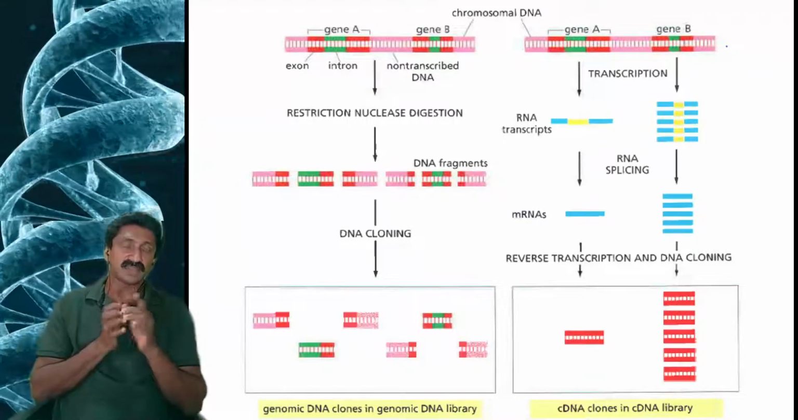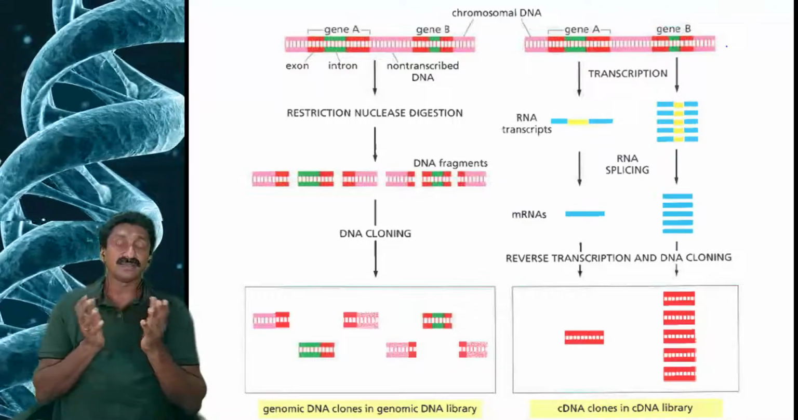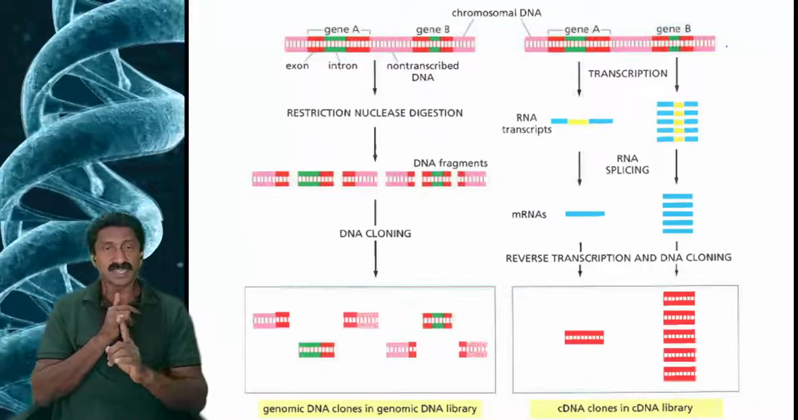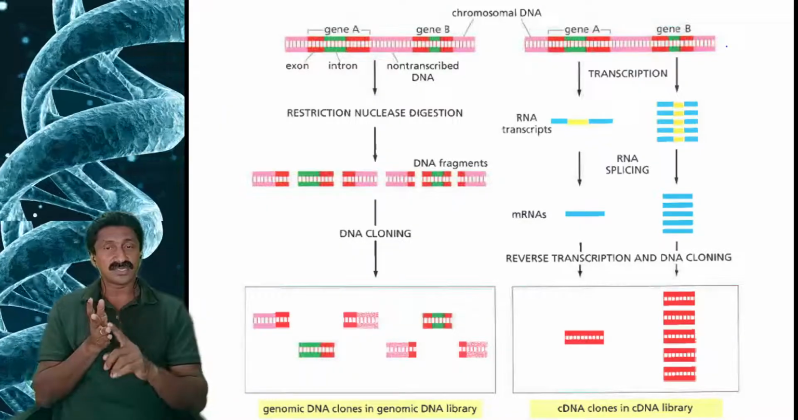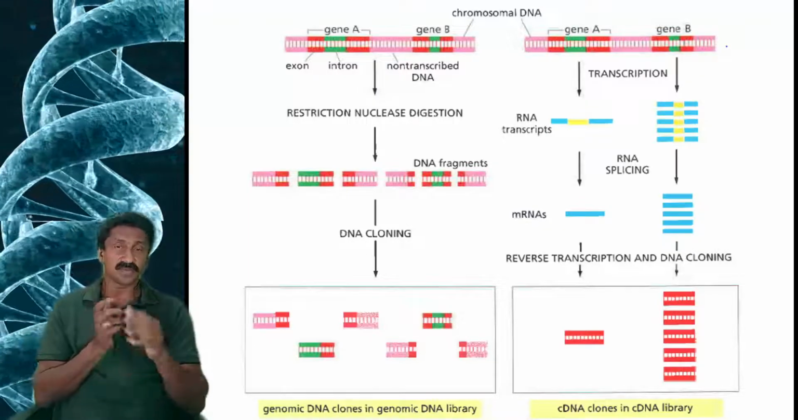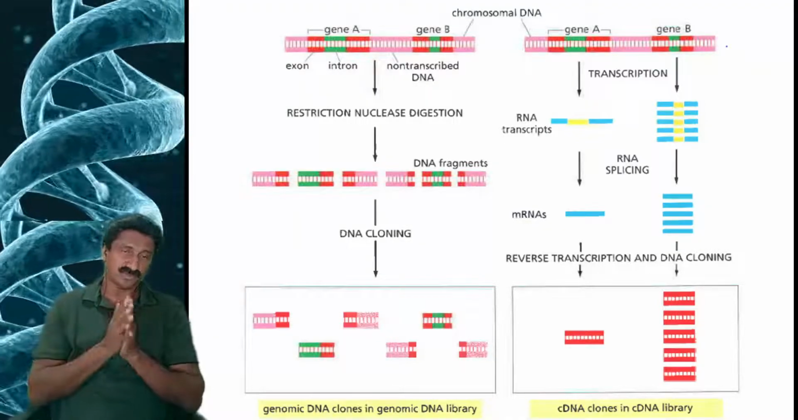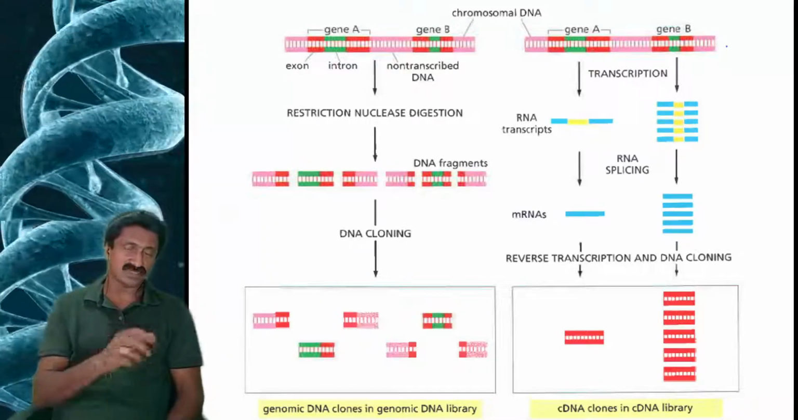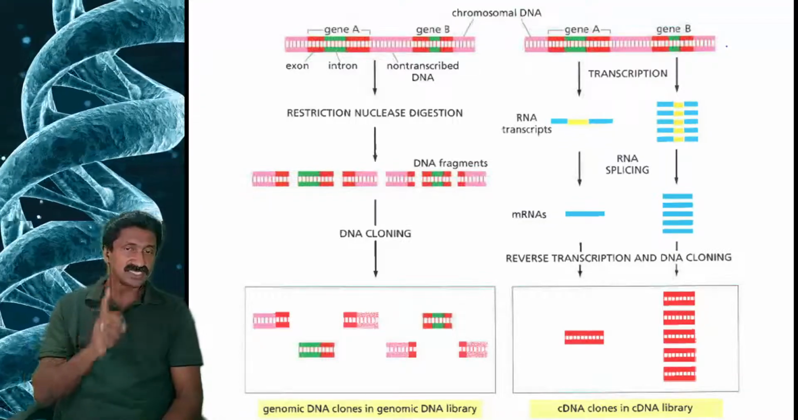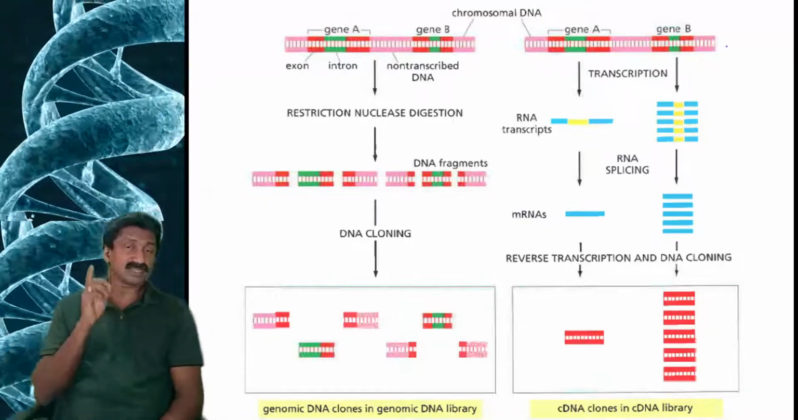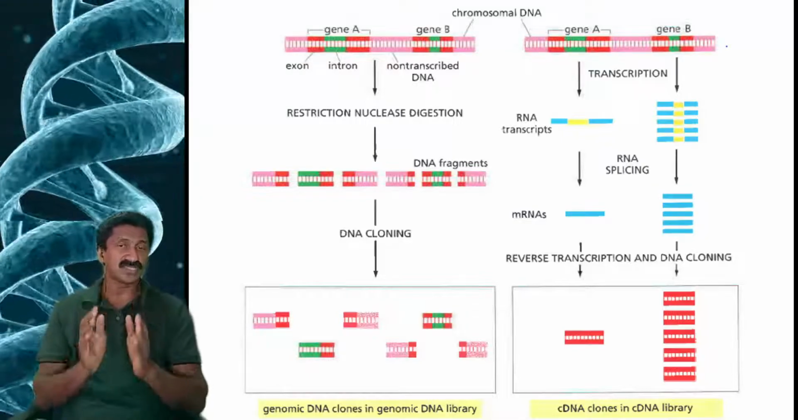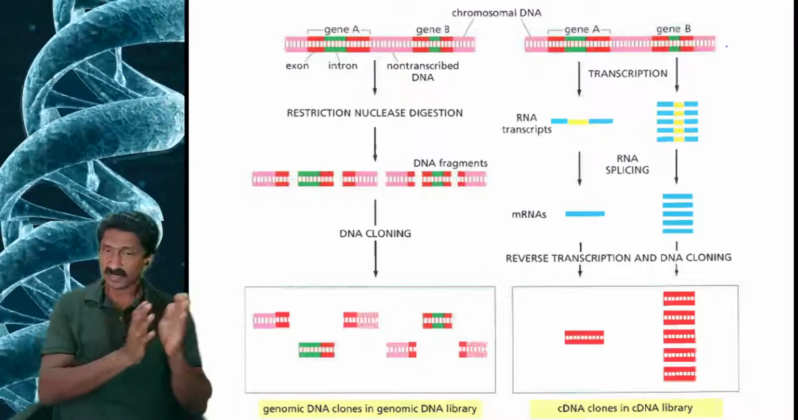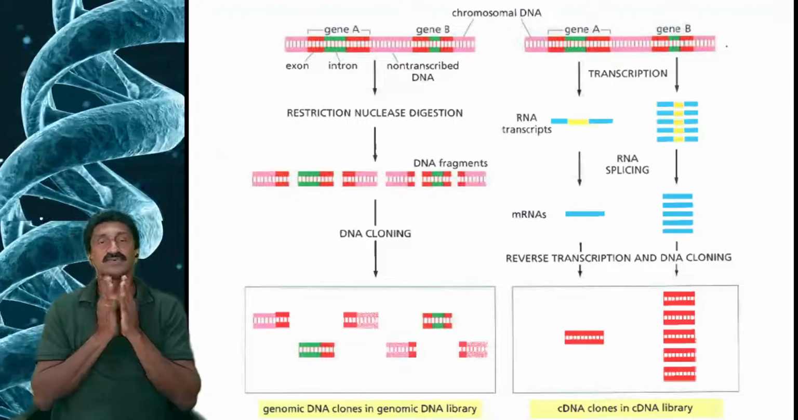But the cDNA library cannot be used for, say, genome sequencing purposes, because it doesn't have non-transcribed regions, and also it doesn't have intron regions, which are also a part of the entire chromosome. So the entire genome is not always represented in a cDNA library. Only the DNA corresponding to the functional genes or the mRNA sequences is represented in a cDNA library. So that cannot be used for genome sequencing purposes.